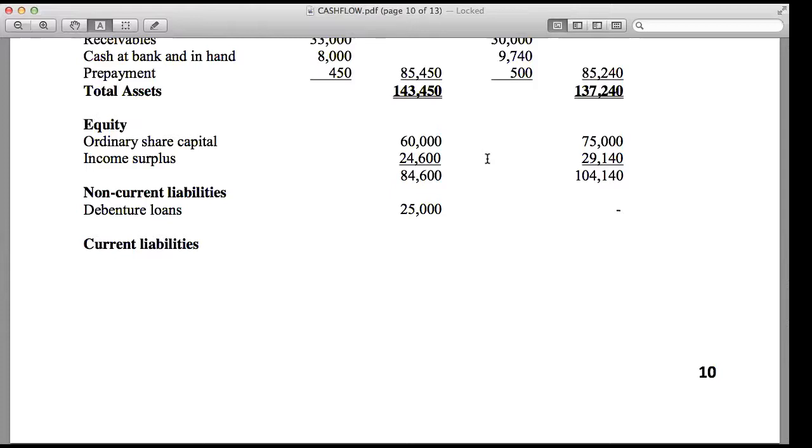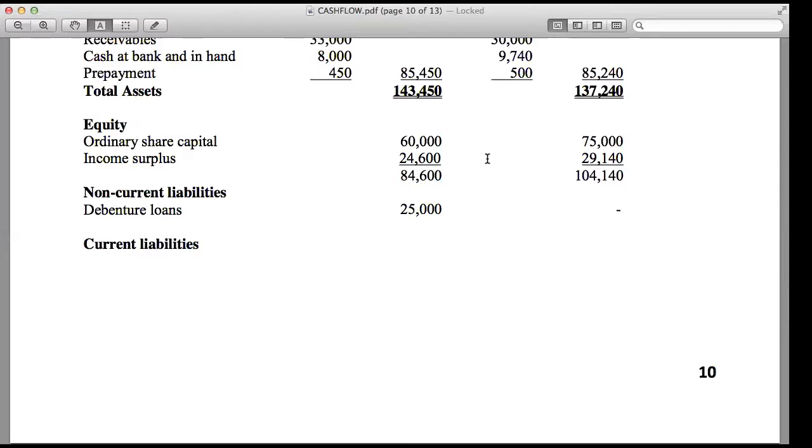Now let's go to, we said that the equity and then the non-current liability goes to where? It goes to the financing. So under the financing, we have them there. Non-current liability, debenture. At the start of the year, it's 25,000. At the end, it's dashed. So it means that all the debentures were paid during the year. So it means that it's an outflow. Then we take it off.